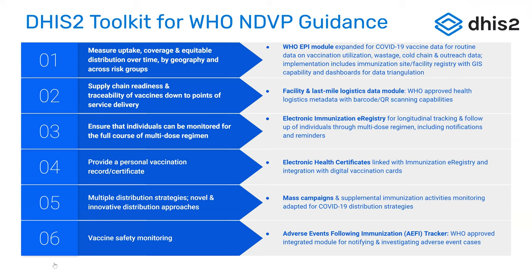So this was a little bit of our mapping of the WHO's National Vaccine Delivery and Vaccination Plan guidance, the NDVP. And out of those, we identified six key areas where DHIS2 solutions or toolkits could support the operationalization of these national plans. In order to measure uptake and coverage and equitable distribution over time by geography, we actually expanded the WHO EPI module to accommodate the COVID-19 vaccine data. And this can be routine data on vaccine utilization. It also includes things like wastage, cold chain, and outreach data, as well as that key population data that's needed, particularly by the different risk groups, in order to measure coverage.